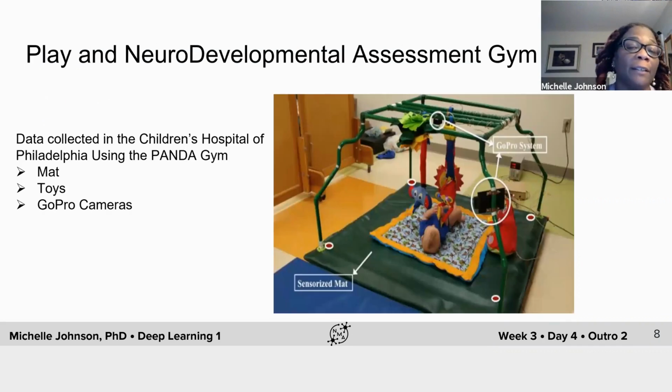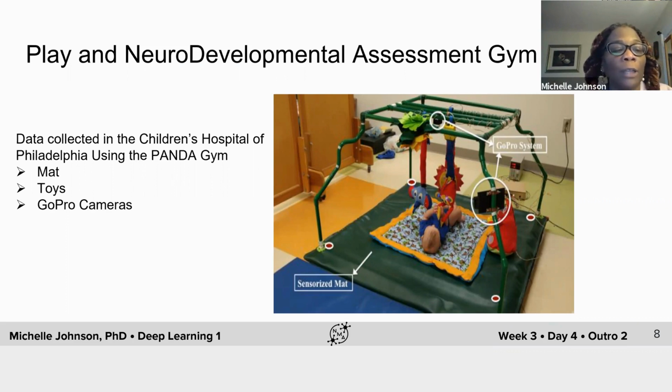How did we then collect the clinical data? We actually developed a special process to be able to do that. We used our play and neurodevelopment assessment gym that was developed in the Rehab Robotics Lab.